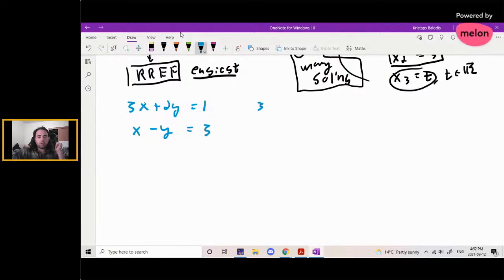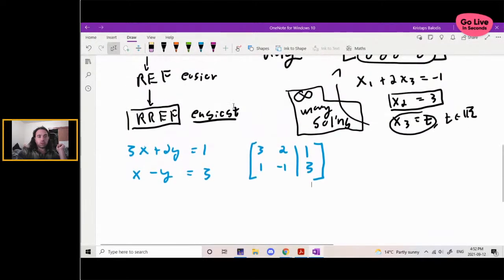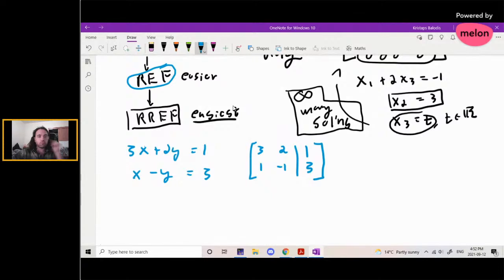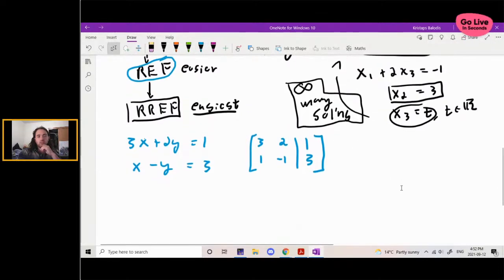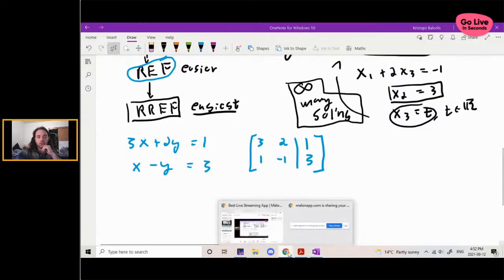So we first write down the augmented matrix. So that's going to be 3, 2, 1, 1, minus 1, and 3. Okay, and so, what does it mean? First off, before we get to reduced row echelon form, we want to get to row echelon form. So what does it mean to be in row echelon form? Well, let's go check the definition.